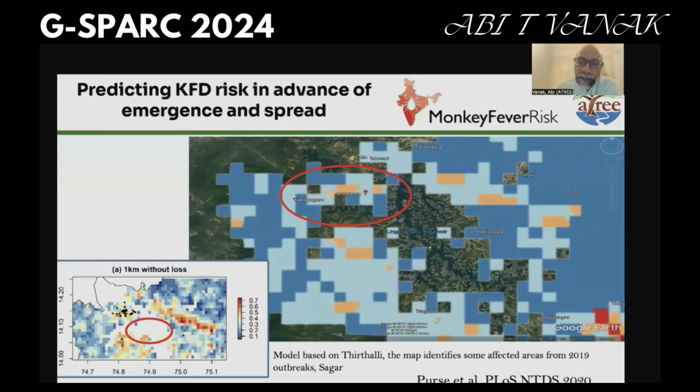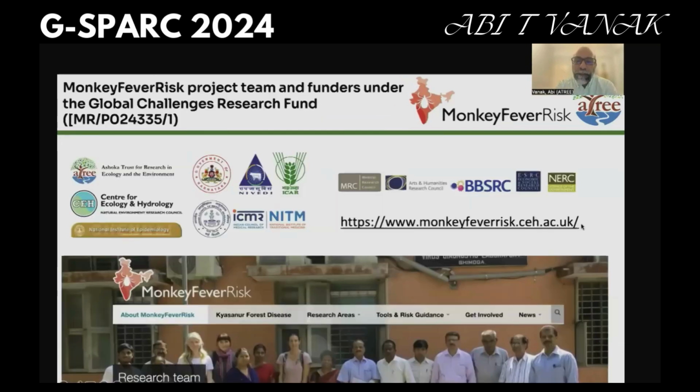These models are now used by the health department, the Department of Health and Family Welfare in Karnataka, and there is a decision support tool that's been made available to the DHFW so that they can input data as it comes in and they can help showcase their IFCAI in this kind of work.